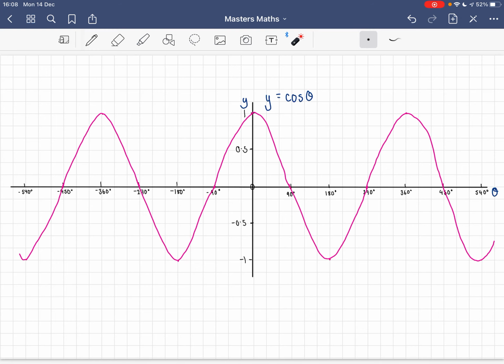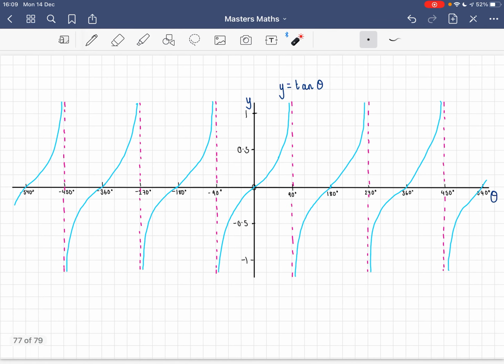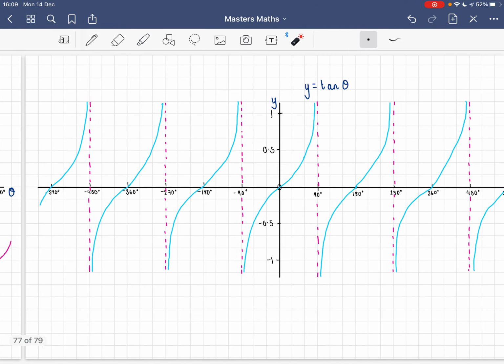Obviously, it should be a very smooth curve. This is hand-drawn, so it doesn't look particularly neat, but it follows that general pattern. And then last but not least, this one's my favourite because it just looks really cool. This is the graph y equals tan theta, which is, as you can see, different to the sine and the cos graphs.